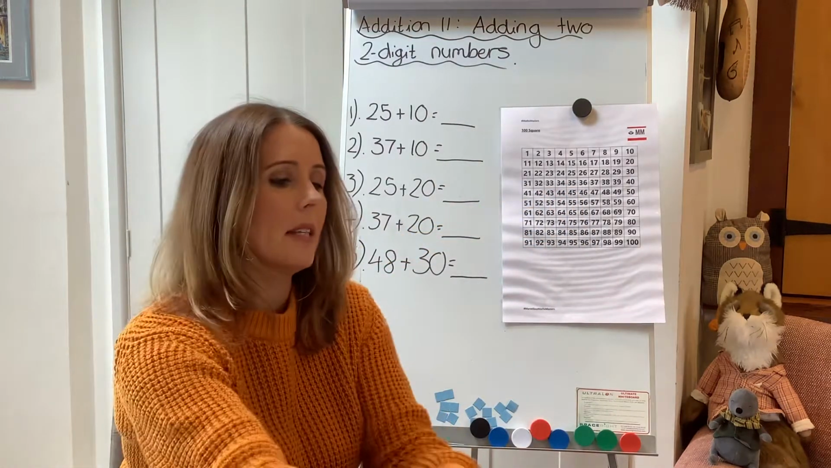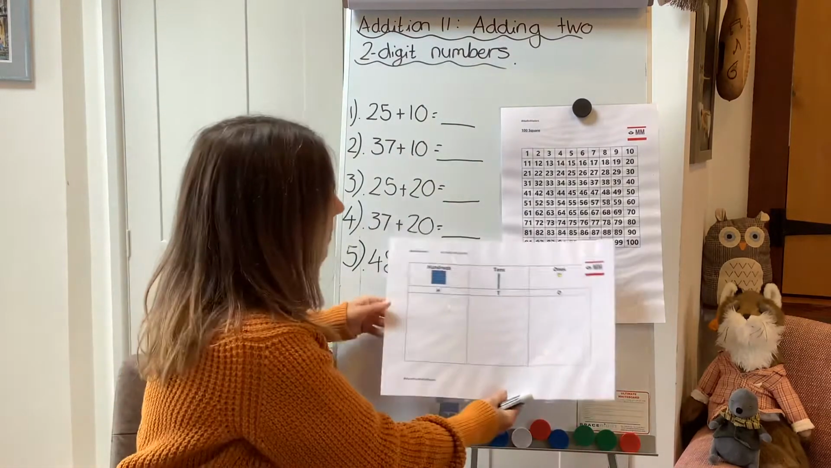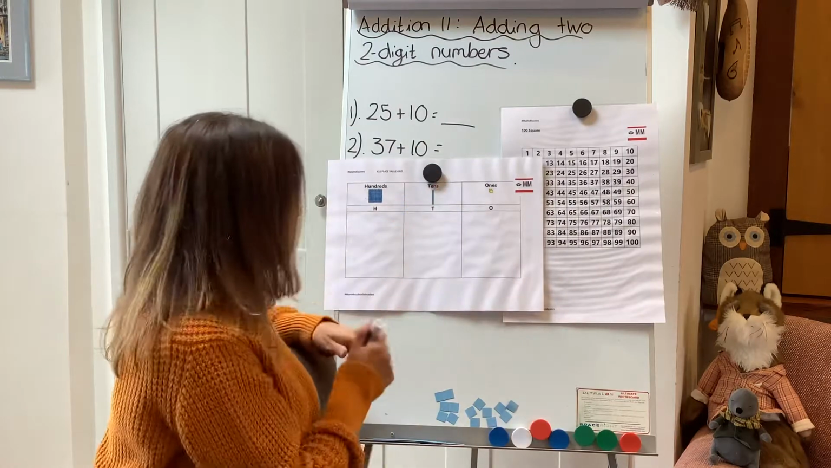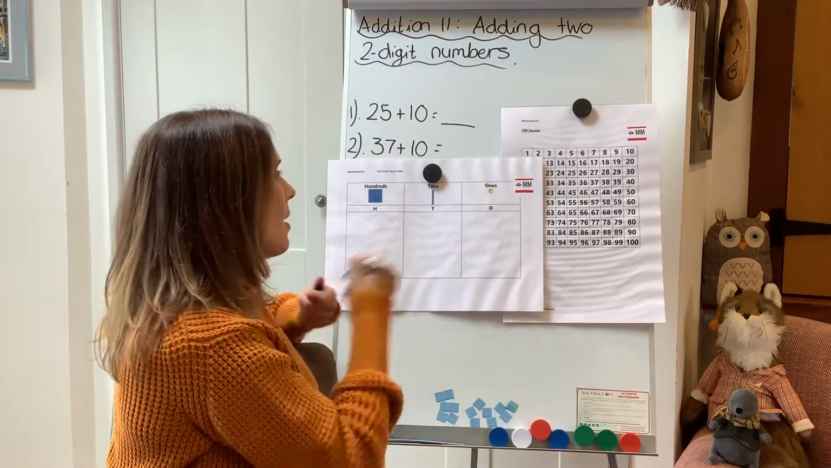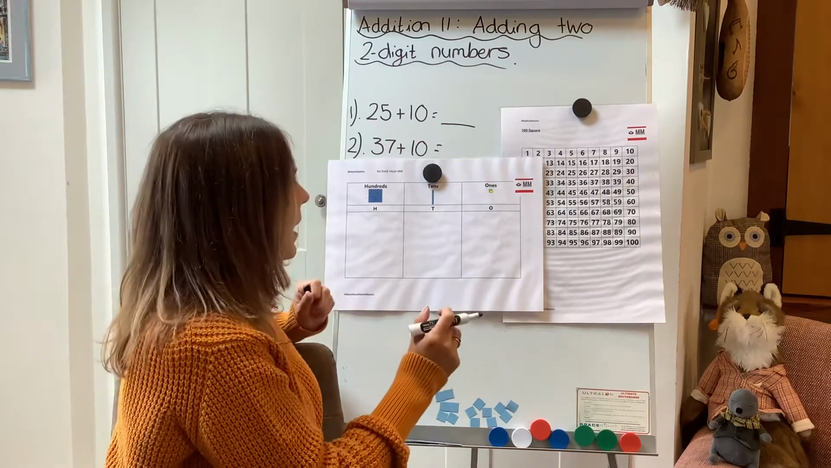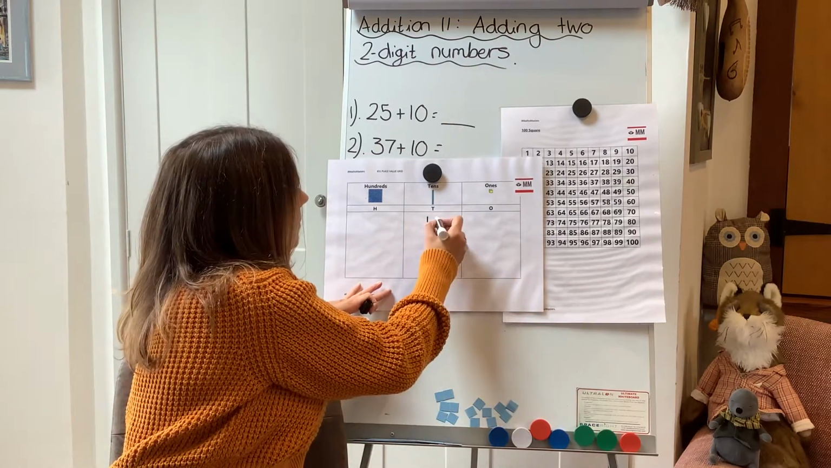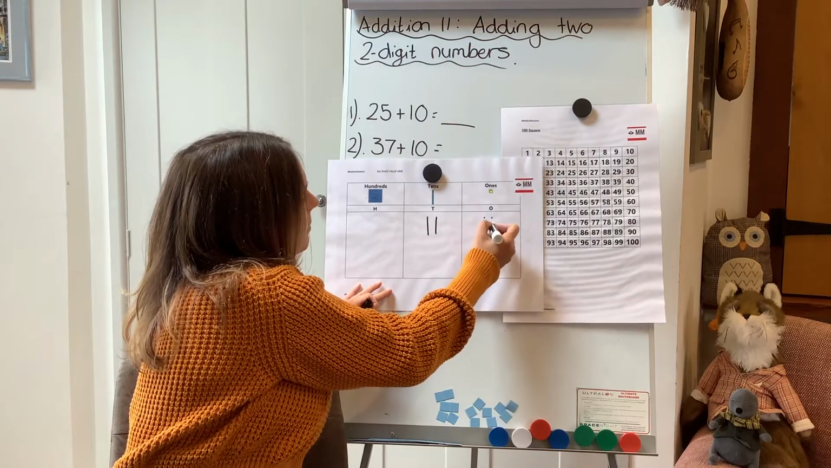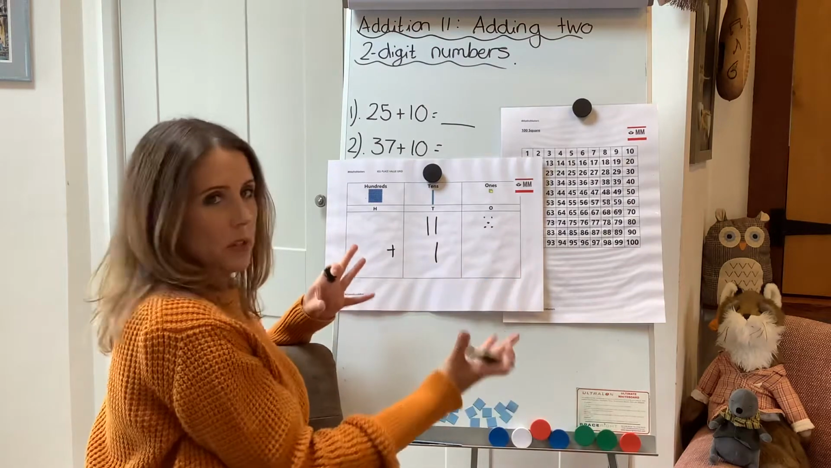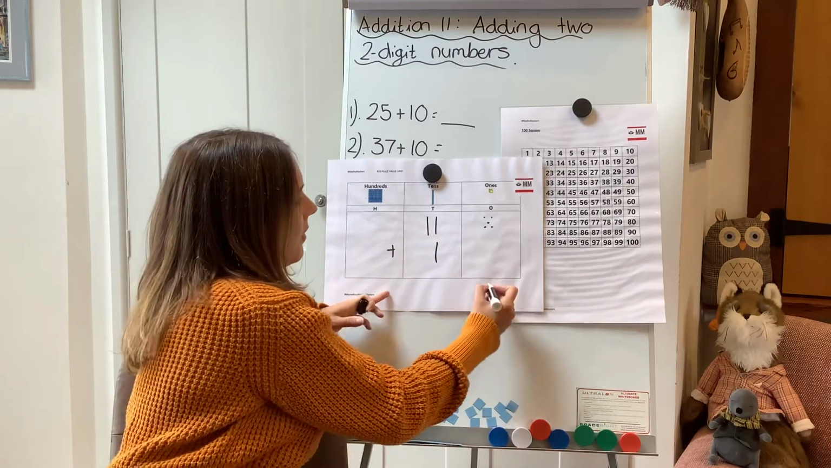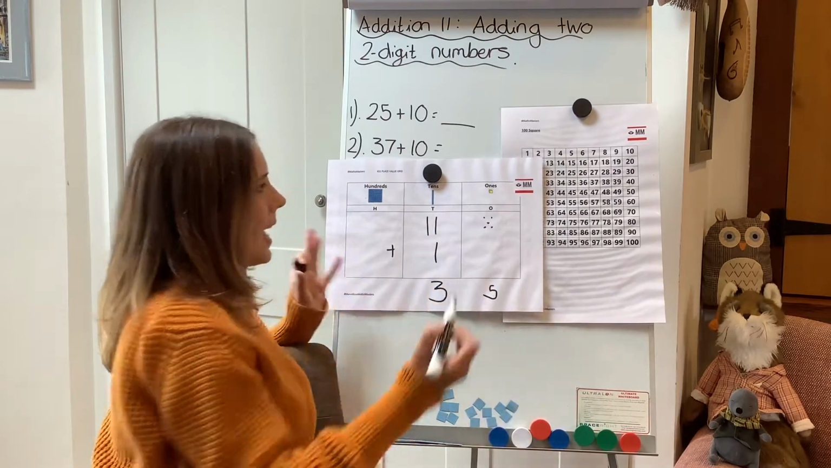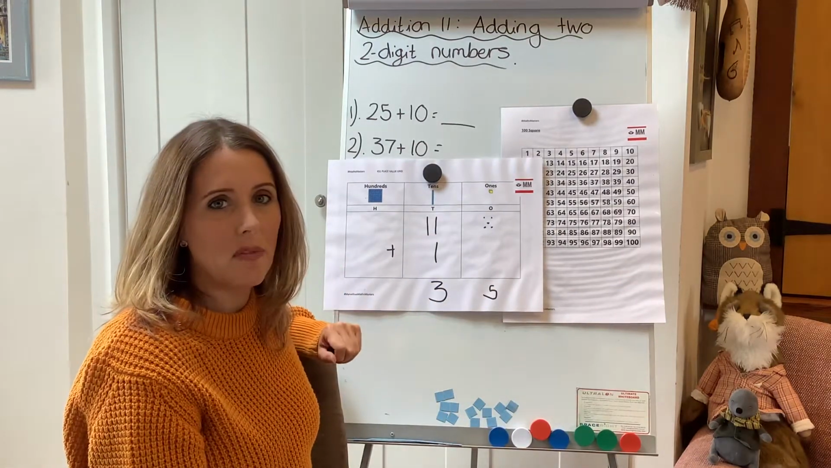The other way of doing this is to use the place value grid, looking at using your tens and ones. You can draw it onto here, or you can cut out your little pieces and do it that way. If we've got 25 and we add on another 10, what have we got all together? We have got 5 ones and we've got 3 tens, so we have made 35.